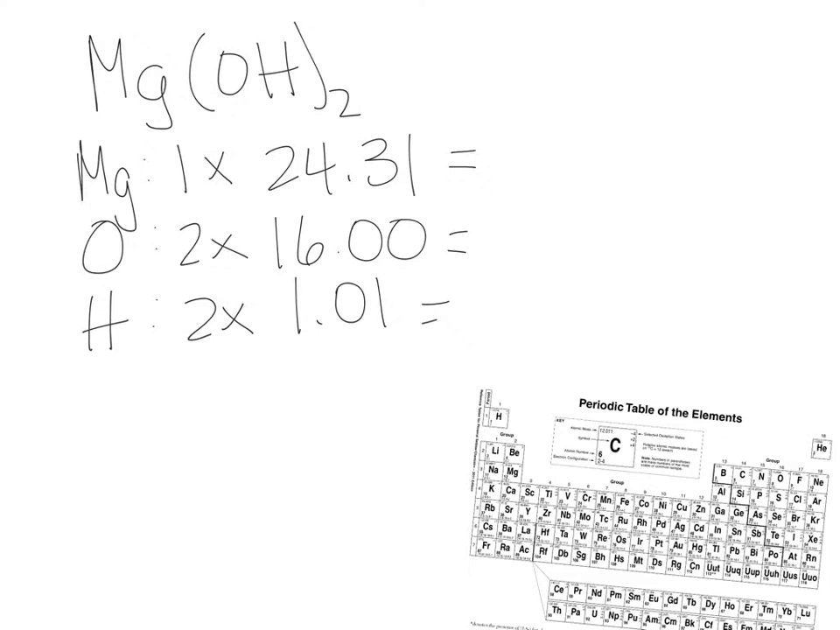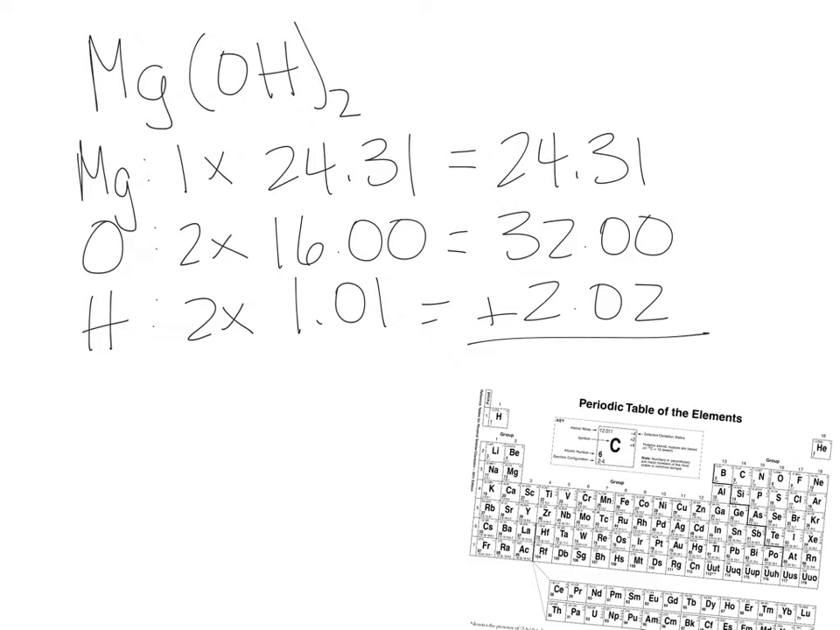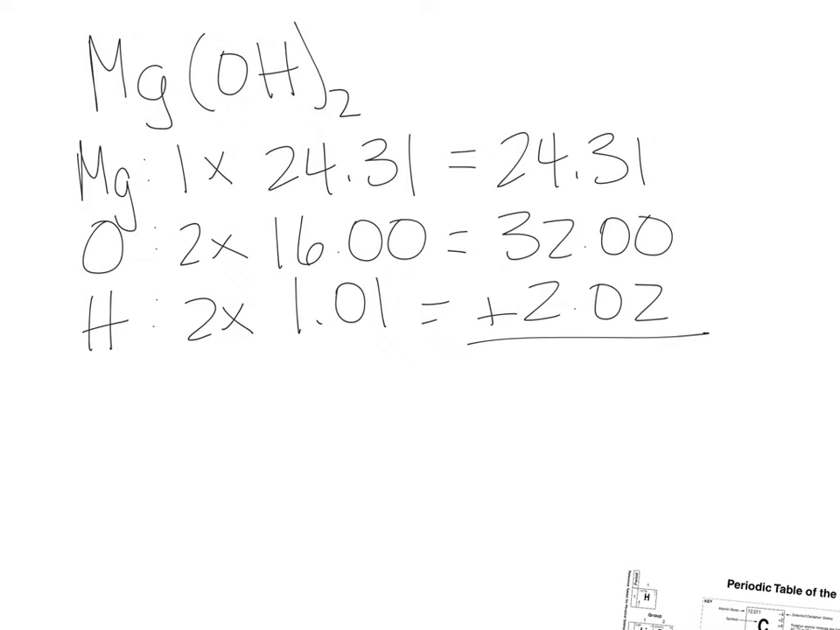So now when we multiply, we have 24.31 still, 32, and 2.02. Now all we do is add them up. Get that. And when we do that, it's 58.33 grams per mole. And that's how you calculate GFM, or molecular mass, or molar mass, whatever you want to call it.